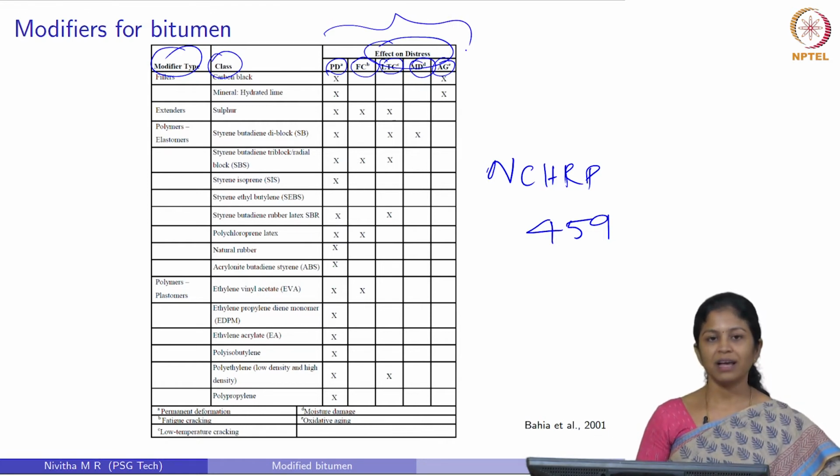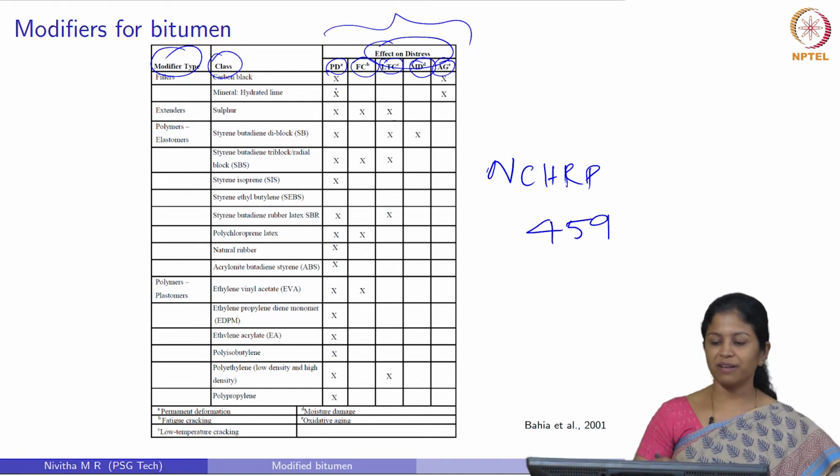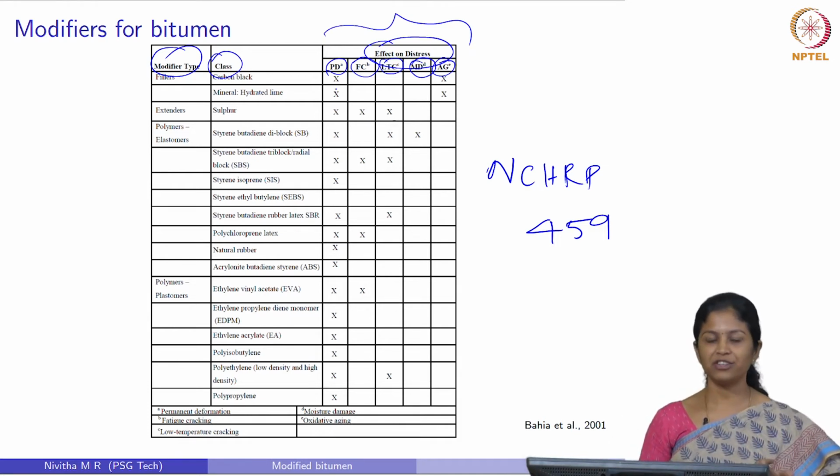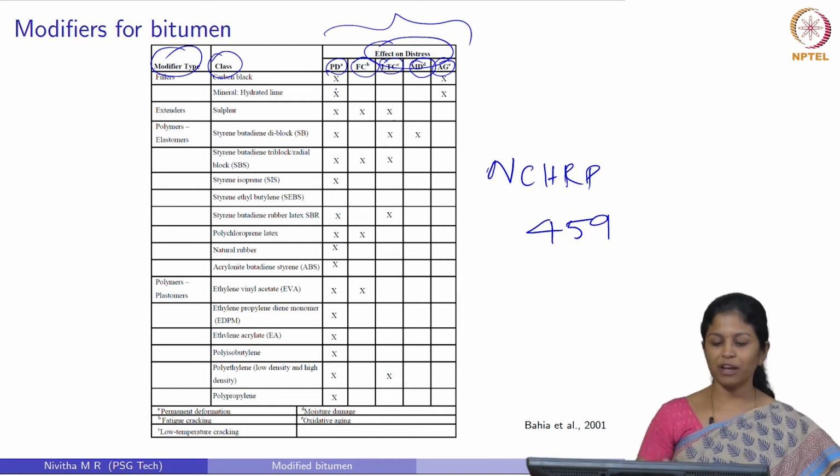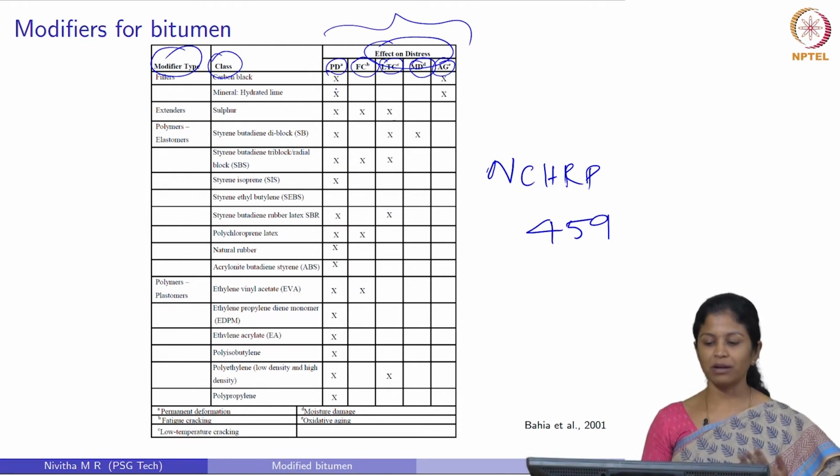Similarly, another additive is hydrated lime. So this hydrated lime also has a positive effect on permanent deformation and aging of the base bitumen, right. So this is one class of modifier. Similarly, we have another class which are called extenders, right. So sulfur is a very commonly used example of extenders. Extender is nothing but a material used to replace the weight fraction of material. Sulfur is a very commonly used extender here, and we can see that sulfur has a positive effect on the permanent deformation, fatigue cracking and low temperature cracking of the base bitumen.